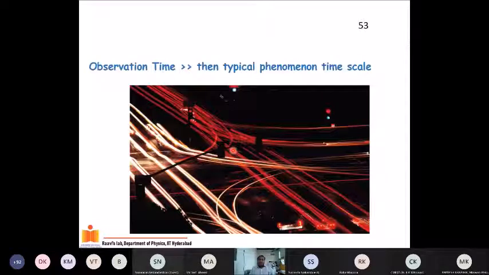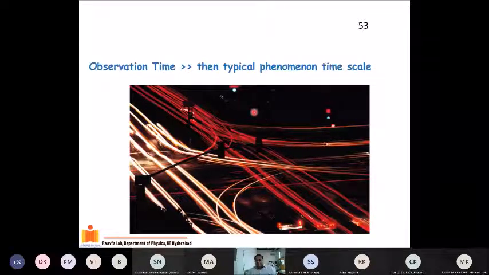Let us move further. Okay, so the message here is that the observation time should be shorter than the time scale of the typical phenomenon. This is the figure. There's a picture which is taken with a large exposure time in busy traffic, where you see that the motion of the various vehicles is not captured, only the trace of the light that leaves is captured because it's a long exposure time.